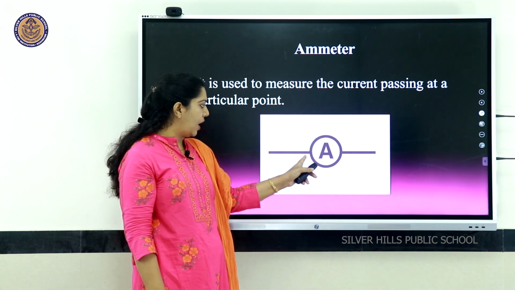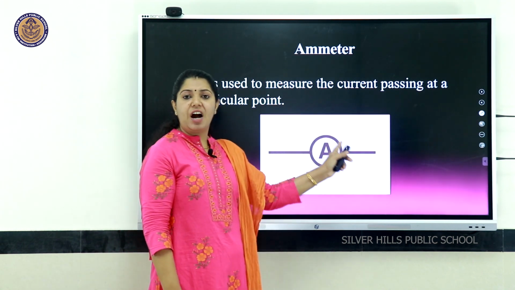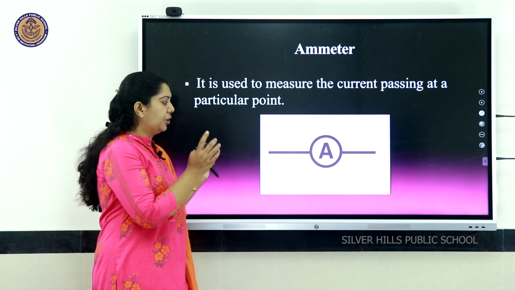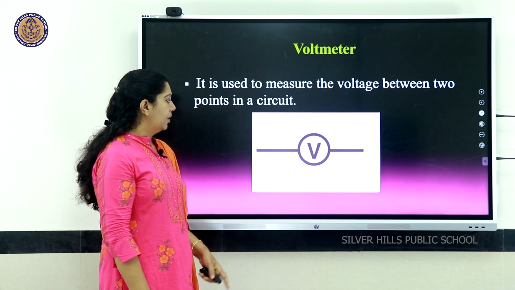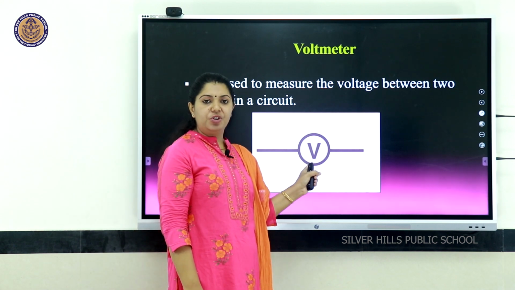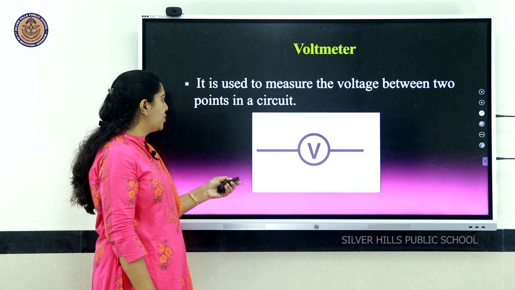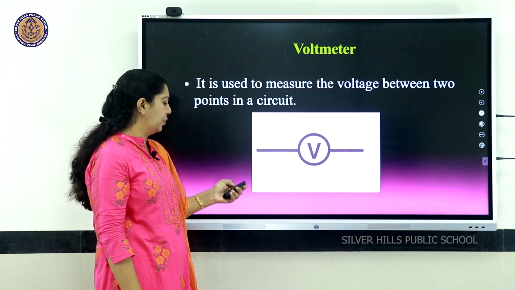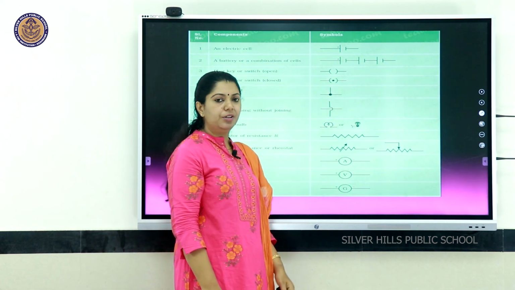Ammeter. You know, the ammeter is used for measuring electric current. The representation of an ammeter is this way, and it has positive and negative terminals. Properly you want to connect this ammeter in the circuit. This is the representation of a voltmeter. It is used to measure the voltage between 2 points in a circuit. So, these are the symbols which we have studied.